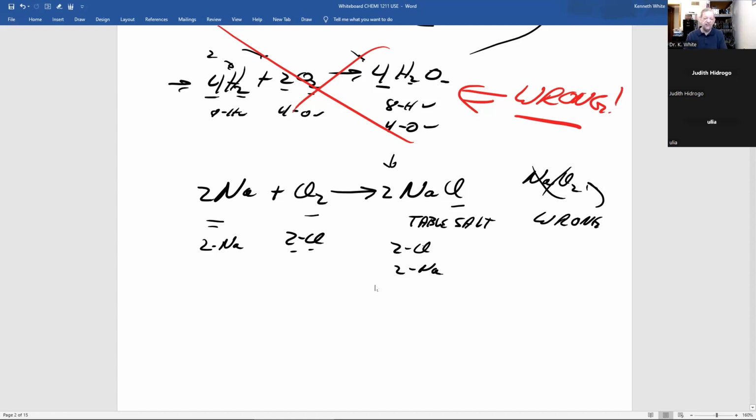Now, let's see if this is balanced. Well, there are 2 sodium on the reactant side, 2 sodium on the product side. There are 2 chlorine. Remember, this means 2 of these, 2 chlorine on the reactant side and 2 chlorine on the product side. Sort of like balancing your checkbook, which is something I hate to do. But anyways, it's balanced. Yay, we've done it.